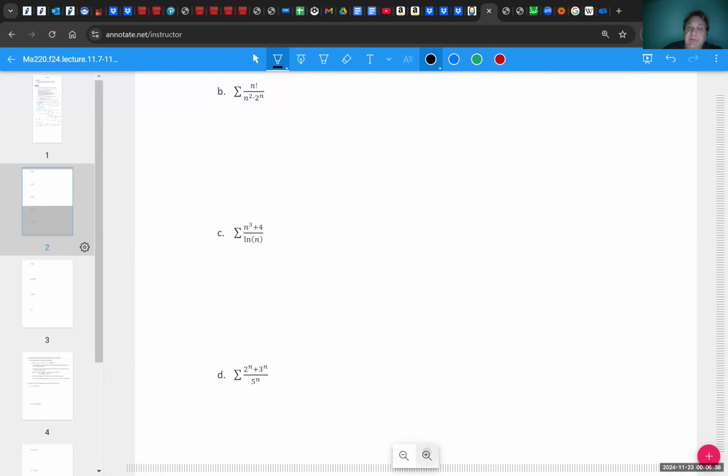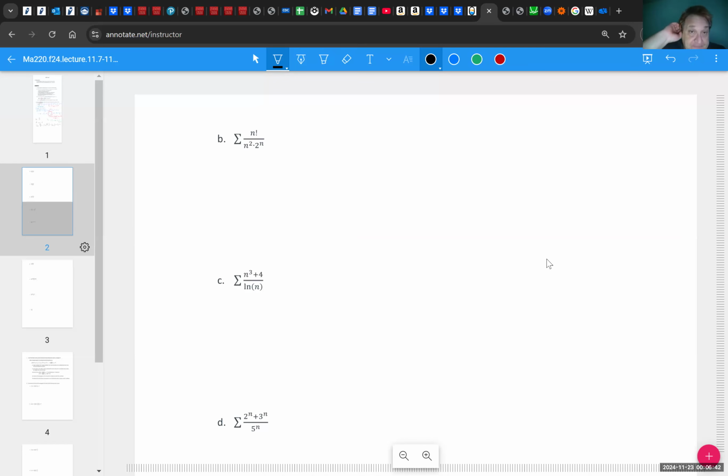All right, so my example B over here. There we go. We have n factorial over n squared times 2 to the n. Once again, we can just say, hey, let's look at our divergence test. So you take the limit as n goes to infinity. You get n factorial over n squared times 2 to the n, which, by the way, does go to infinity over infinity.